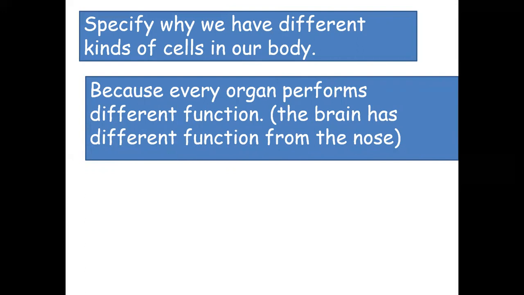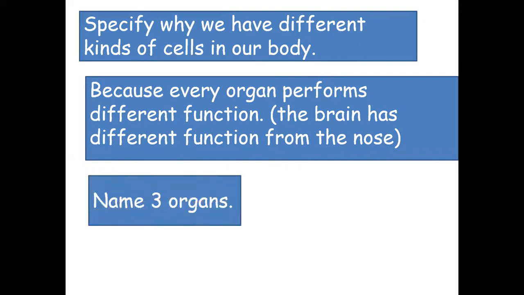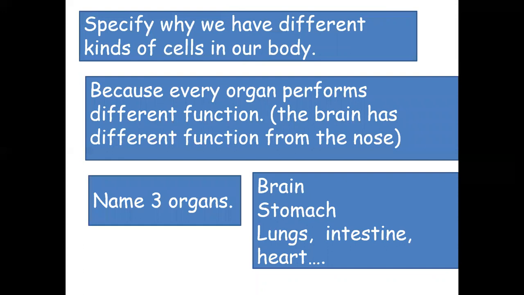The brain, for example, has different function from the nose, from the heart, from the lungs, from the bones. Each organ in your body has its own function. So it is made up of a different kind of cell from the other organs. Now, name three organs. We have many organs in the body. In this question, they are asking us to name three organs. We have the brain, the stomach, the lungs, the intestine, the heart, the eye, the nose. Many organs are found in your body. Here we have to name three organs.